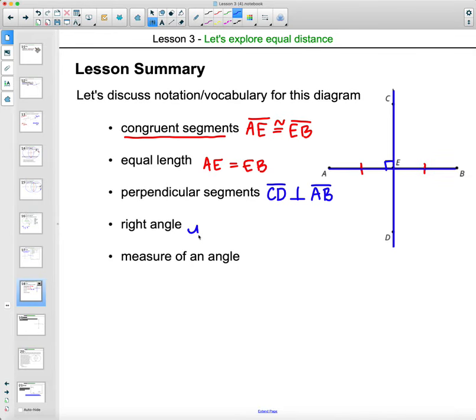So that just means that the measure of the angle, and I'm going to use 3 letters to describe this. So the measure of angle AEC is equal to 90 degrees. Okay, so that's talking about the measure of that angle. A right angle on a diagram, you'll just see this marking here. So you'll see this in the corner. So that's just some notation that you would want to make sure that you knew.